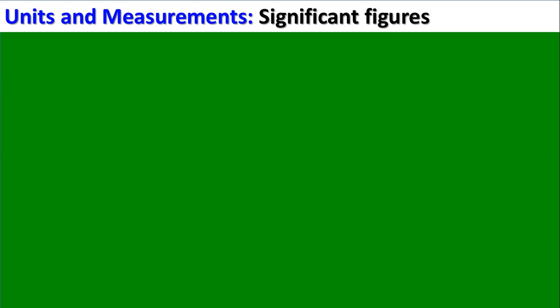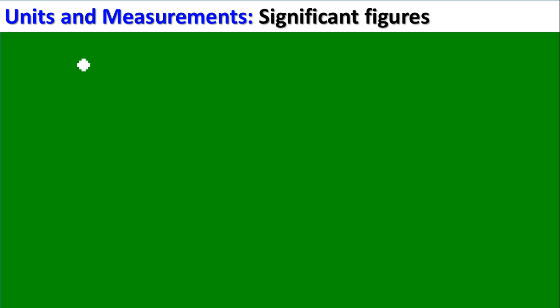Vandari Shiva. In this video, we are going to discuss significant figures, which is from the Units and Measurements chapter, right? So, what do you mean by significant figure? Generally, in a measurement, we can be sure of certain digits, and we cannot say surely whether certain other digits are correct or not. We cannot be sure of certain digits.